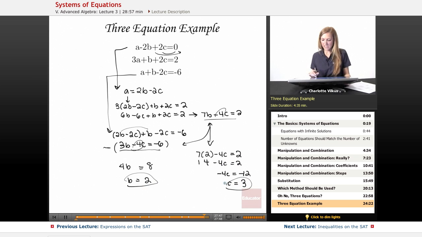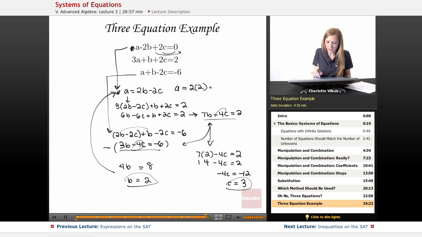Now that I have these two variables, I just plug into my original equation. So I can either go all the way up here, or I can just go right here. And because a is already in terms of b and c right here, that's the one I'm going to want to go to. So if I take a equals 2 times 2 minus 2 times 3, I'm going to have a equal to -2. And that would be my final answer.